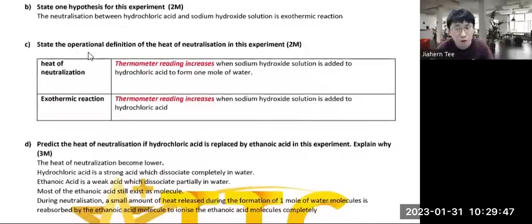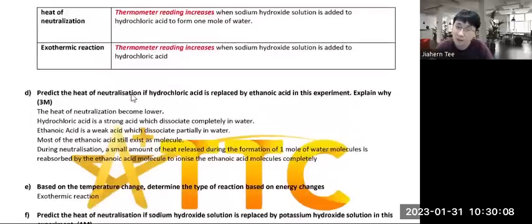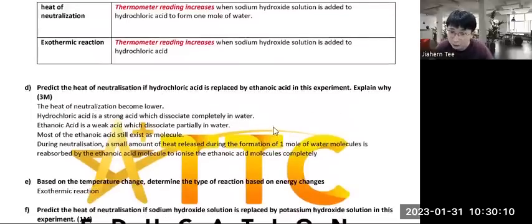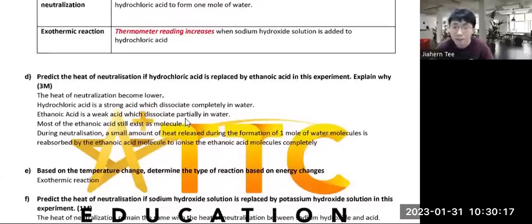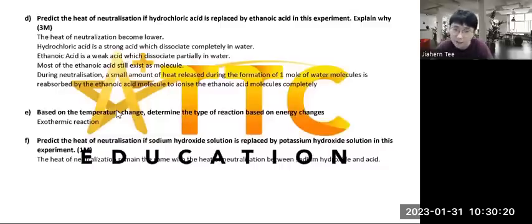And what we actually get for the new operational definition is the same as just now. Thermometer reading increases when your acid and alkaline react to form 1 mole of water. If they ask about the operational definition for exothermic, just don't write "form 1 mole of water". The rest is the same. Thermometer reading increases when acid is added into alkaline. And then what if they change to a different weak acid? Then the explanation will be the same. This one I'm not going to go through again. It's the same as just now. If they change from strong to weak acid, based on temperature change, the type of reaction is exothermic.